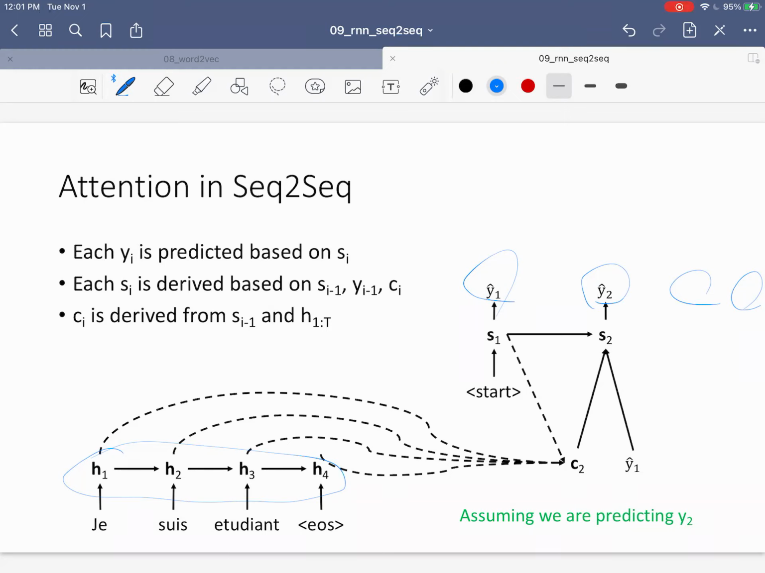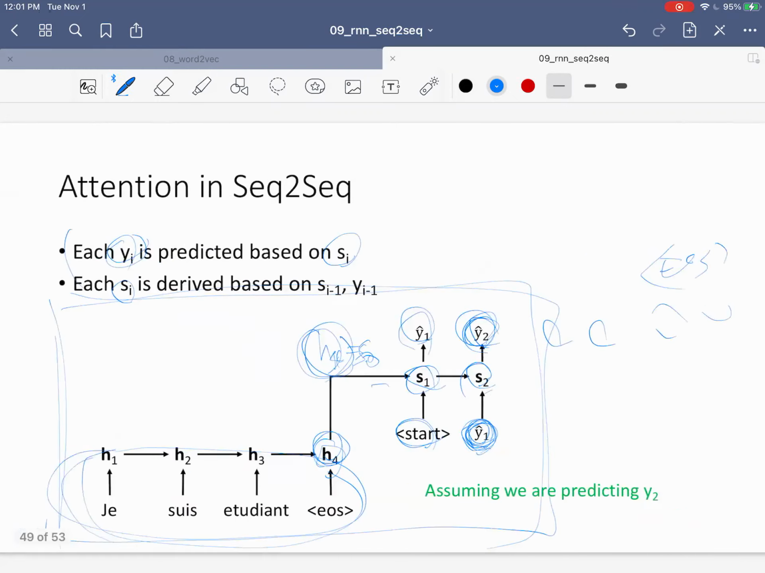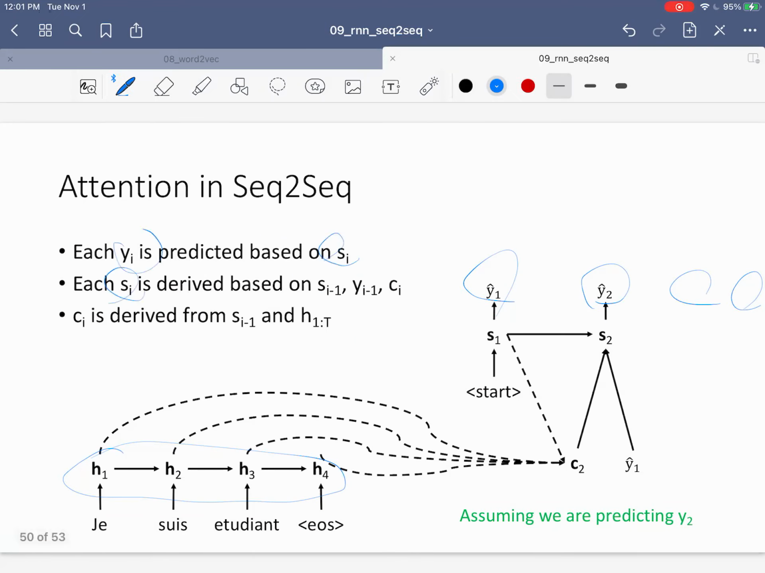So here, your yi still is determined by si, which is pretty obvious. But your si is no longer derived from only two things. It is actually derived by three things: your previous s, which is the previous layer, your previous output, obviously, and the context vector ci. So what is a context vector ci?